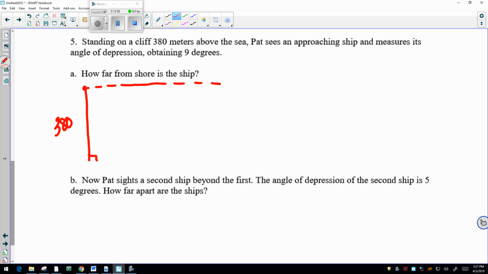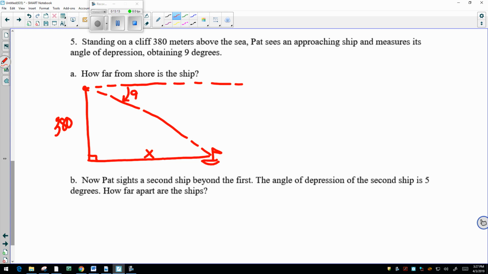So Pat would normally be looking here. Pat now looks down, and he sees this ship. And in order to find that ship, he had to look down 9 degrees. And the first question that we have to do is figure out how far from shore is the ship. So here's shore. Here's the ship. We need to know how far it is.